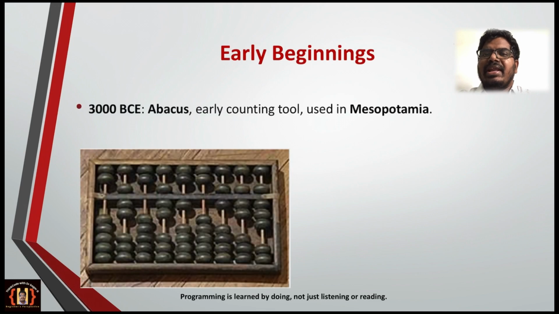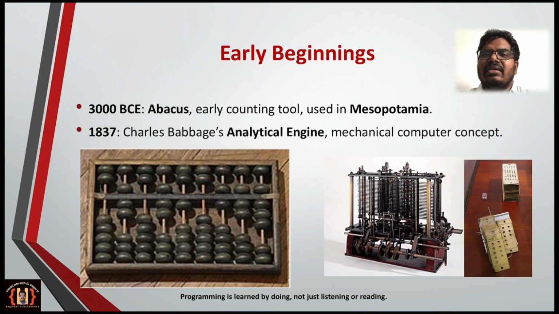In the early beginnings, around 3000 BCE, we had an early counting tool called the abacus, which you can see evidence of even today, and which was used in Mesopotamia and Egypt. Next, in 1837, we had Charles Babbage's analytical engine. This was the first mechanical computer which was invented.